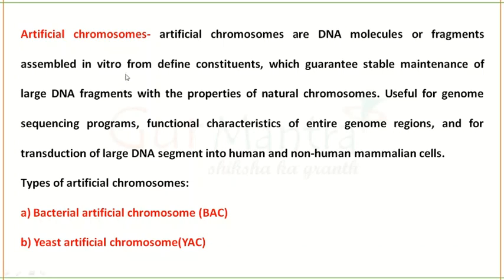Okay, so types of artificial chromosomes: you have the bacterial artificial chromosome, which we call BAC, and you have the yeast artificial chromosome, which we call YAC. About this in detail we will be studying in the future lectures, but for now you should know artificial chromosomes include BAC and YAC.